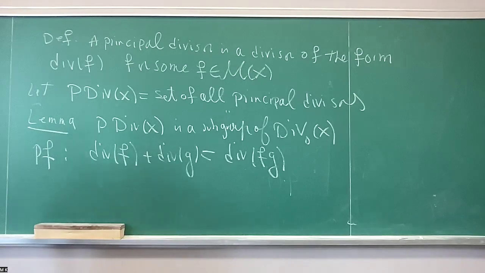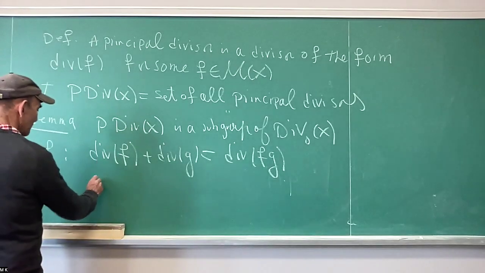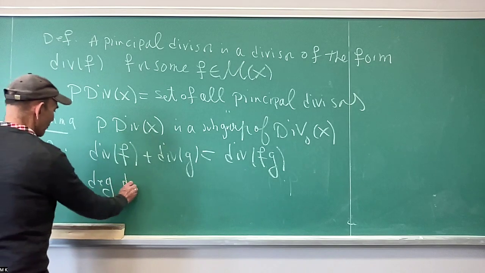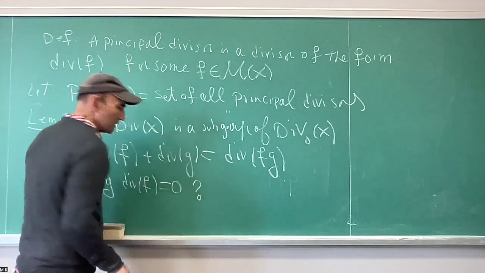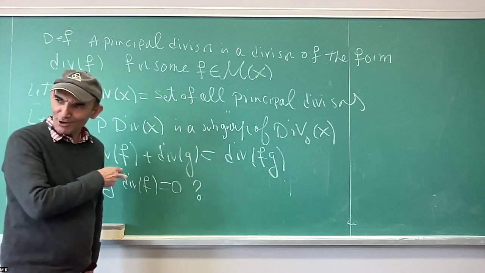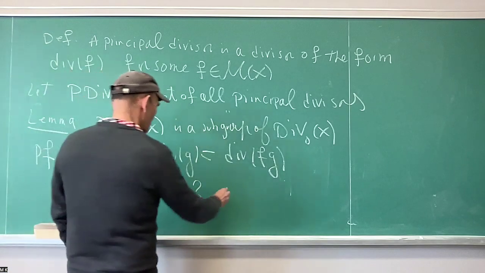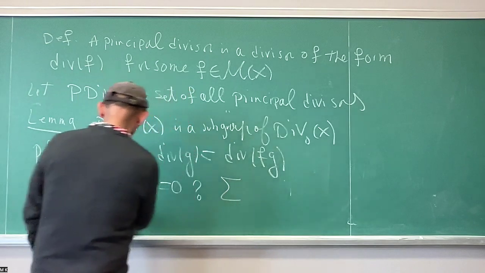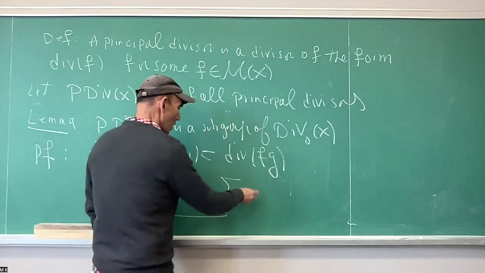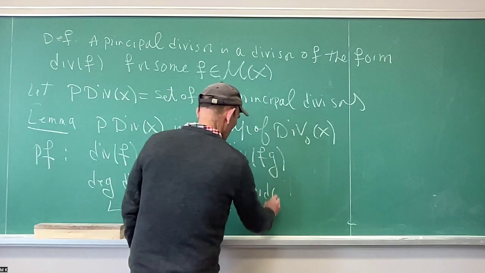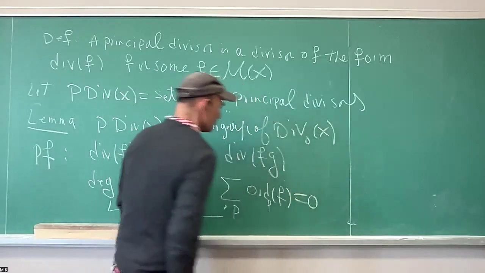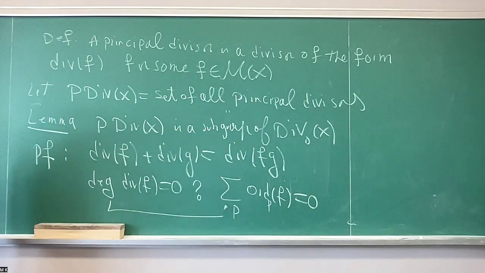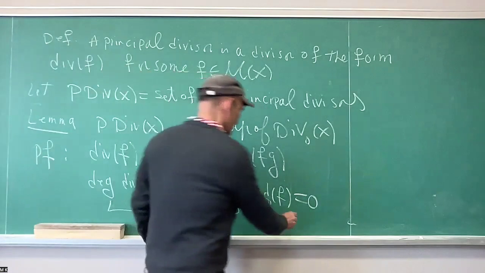Now, the other thing is, for a principal divisor, we want to check that the degree of a principal divisor is 0. Why? Well, this is a theorem that we proved twice. The second time was the last lemma that I proved, right? In fact, this degree is equal to the sum over P of the order of F at P, which is 0. That's 0. Okay, so that's the end of the proof of this lemma.